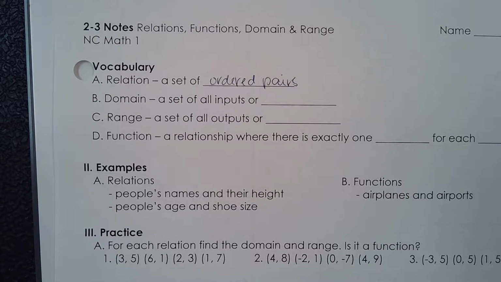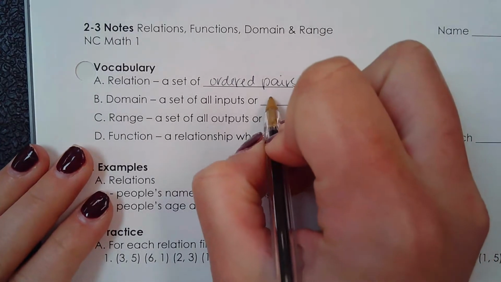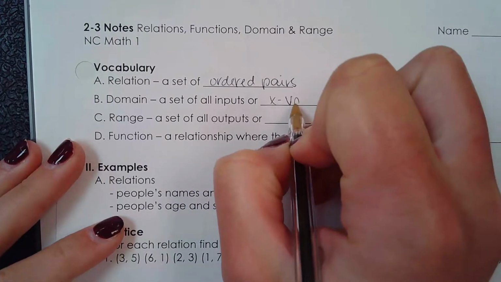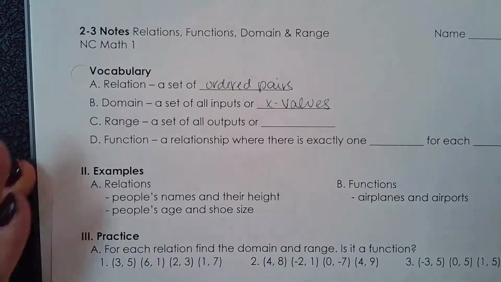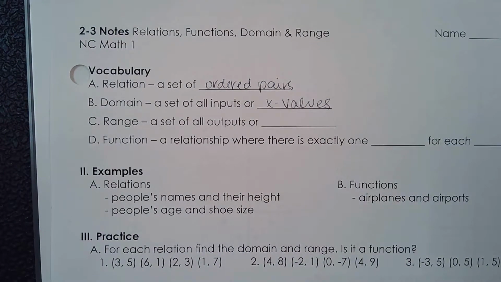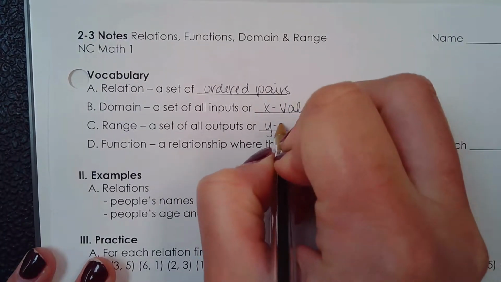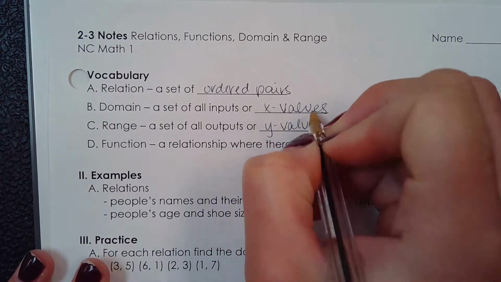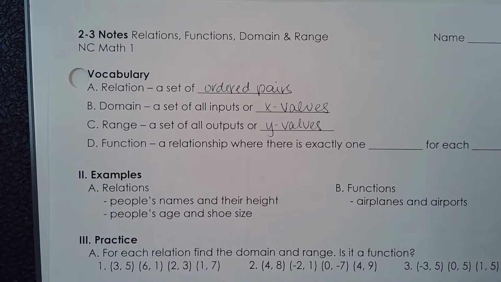So your domain, have we heard that word before? Your domain is your x values. So that might be new, but you got to know it. You're going to be using it for the rest of your time in math. So if domain is x values, what do you think range is? Your y values. Good. So domain is sometimes called input, and so then range is sometimes called output. So there's other words you may hear.